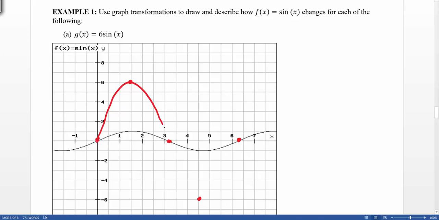We're going to turn around at 6. We're going to come back down at pi, a little bit past 3, go all the way down to -6, come back up, cross through pi over 2, cross through 2 pi, and then we can also backtrack over here because we know we're decreasing down towards -6 on the other side. So we've taken every y value and we've stretched it up by 6 units.